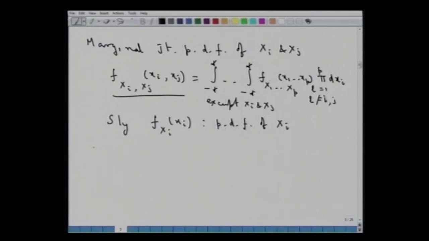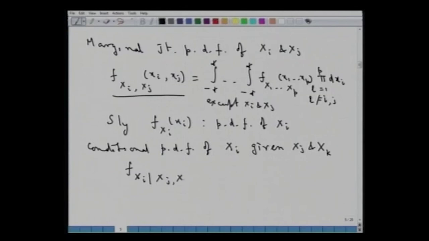So, we can also have a conditional density function of say xi given xj and xk, that would be given by the following, that this is xi given xj and xk. This would be given by the joint probability density function of xi, xj, xk, divided by the joint probability density function of the conditioning variables, that is xj and xk.